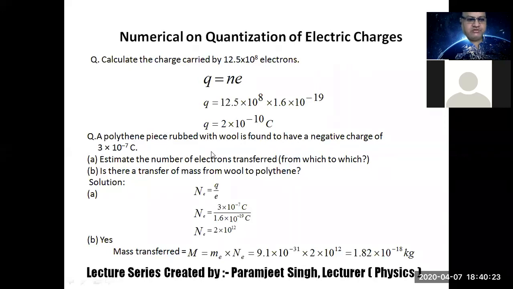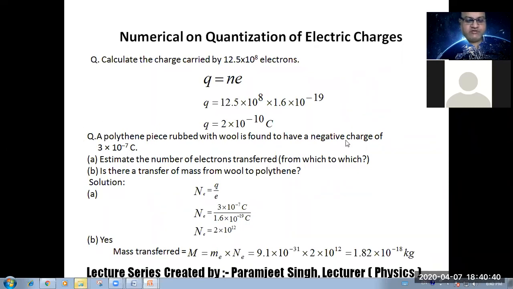Okay, the next question. Next numerical: a polythene piece rubbed with wool is found to have a negative charge of 3 into 10 raised to power minus 7 coulomb. That is Q. In this question, what is given? Q is given. First, estimate the number of electrons transferred, and from which to which. Number of electrons transferred is 2 into 10 raised to power 12.